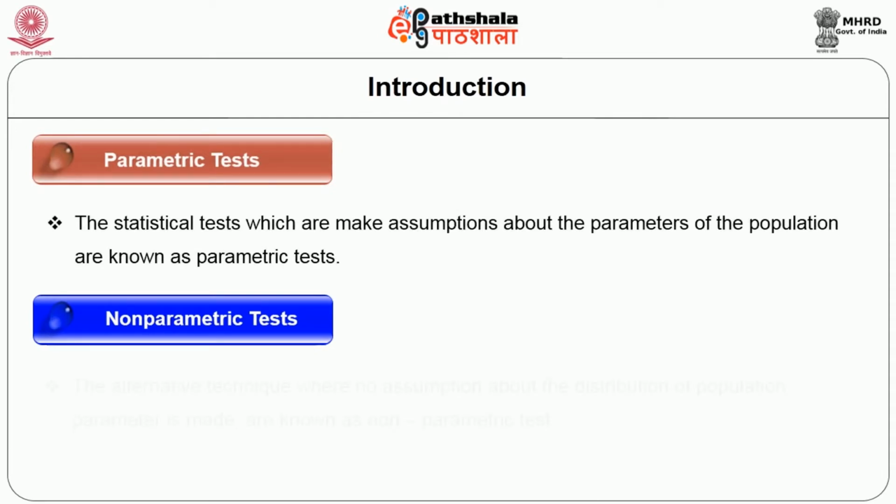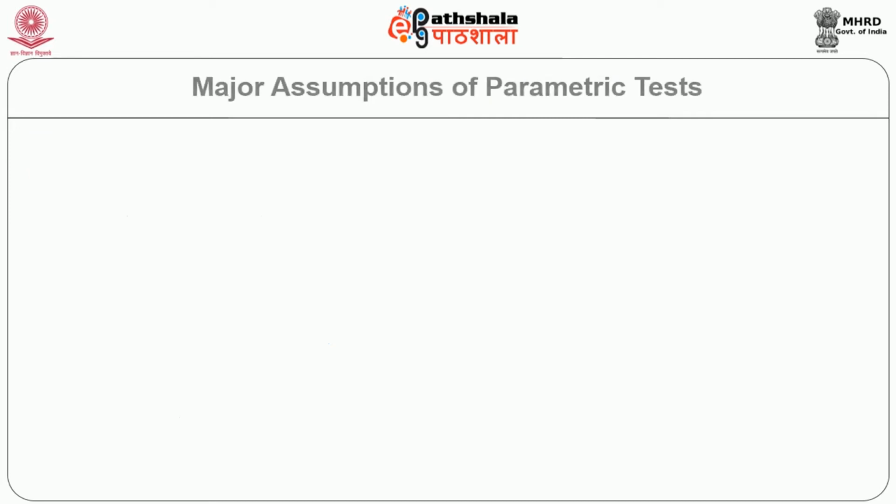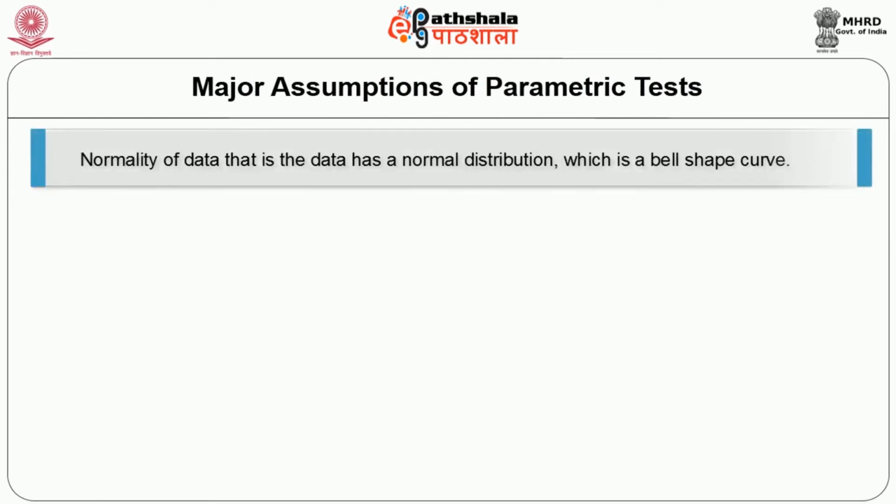Now, what is parametric and non-parametric test? The statistical tests which make assumptions about the parameters of the population are known as parametric test. Well, the alternative technique where no assumption about the distribution of population parameter is made are known as non-parametric test. What are all the assumptions of parametric test?